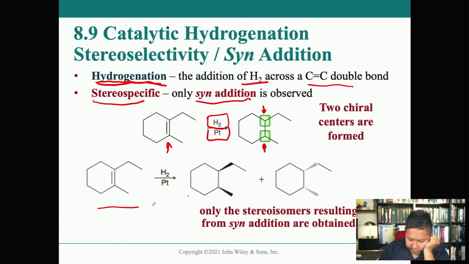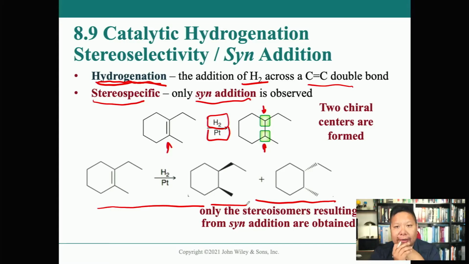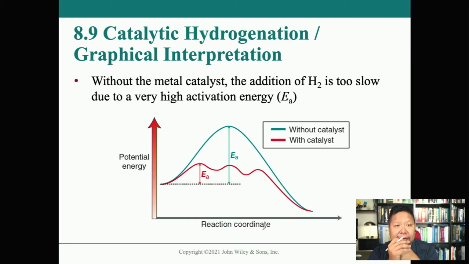But in this reaction, those chiral centers are both obtained through syn addition. Both hydrogens will be pointing out towards you, and the substituents will be pointed in towards the paper, or the other way around, where the hydrogens will be pointed into the piece of paper and the substituents will be pointed out at you. So this is syn, and there's a reason for that, which we'll talk about in a second.